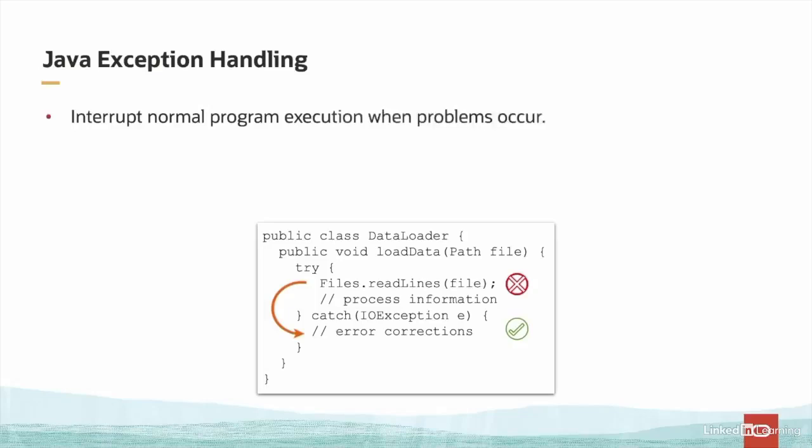Java includes exception handling, which allows you to interrupt the normal program execution flow when a problem occurs. Here, for example, we're trying to read lines from a file, and if we're not able to do so, maybe the file's gone or there's a problem with the file system, an exception would be thrown, and rather than the program crashing or having to write long, complicated logic to deal with this occurring, it's a much cleaner way to simply change the flow of execution. And we'll talk about this more when we talk about exception handling in the course itself.